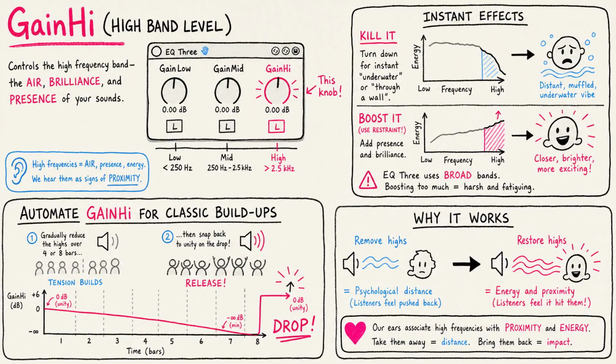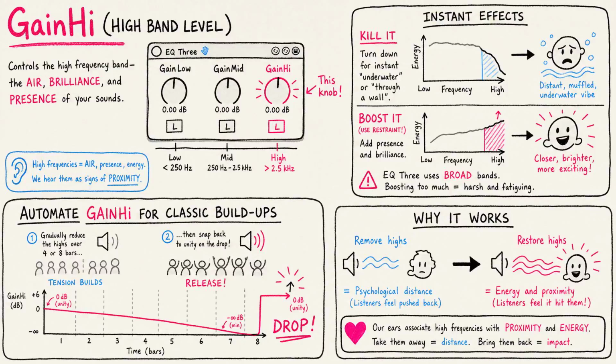GainHi controls the high frequency band, the air, brilliance, and presence of your sounds. Kill it for an instant underwater or through a wall effect. Boost it for added presence. Though use restraint here as boosting highs with EQ3's broad bands can quickly become harsh and fatiguing.